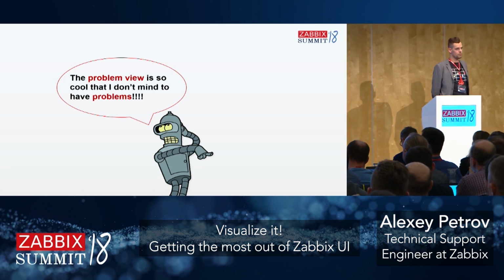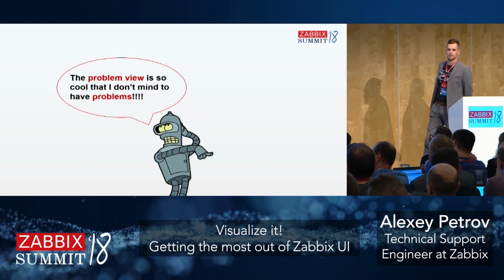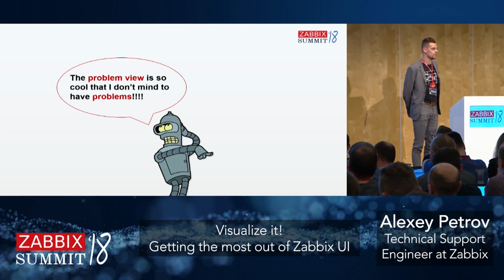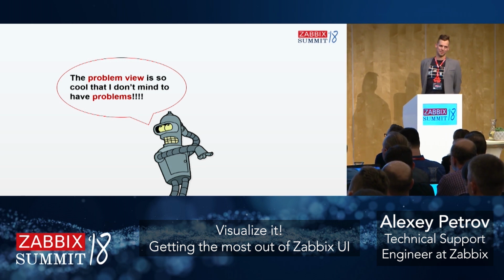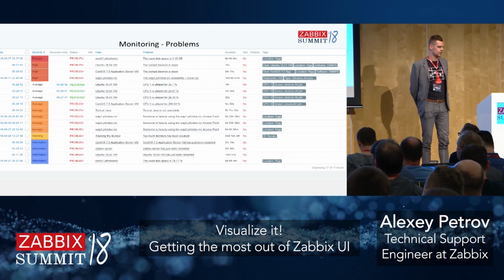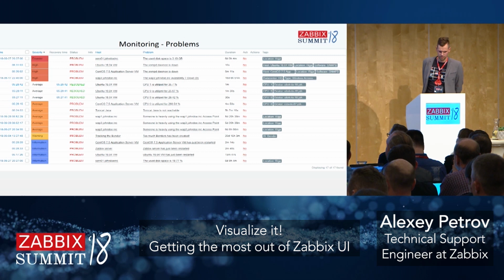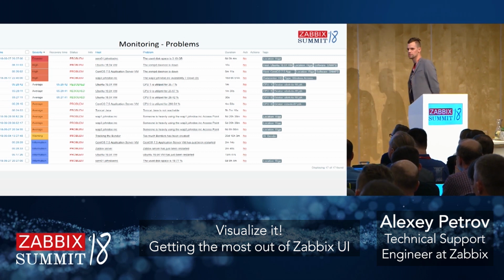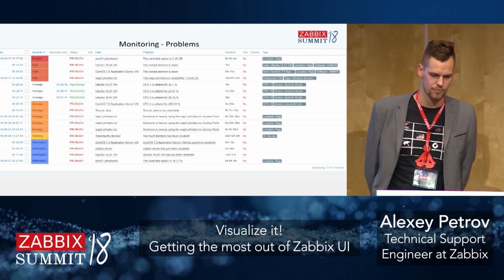First, the new problem view basically is really cool. With that amount of sorting you can do there, you will like to have some problems to make it colorful, you know. This is a standard view you had before, basically. So a big screen to show all your problems with the currently happening issues in your infrastructure.